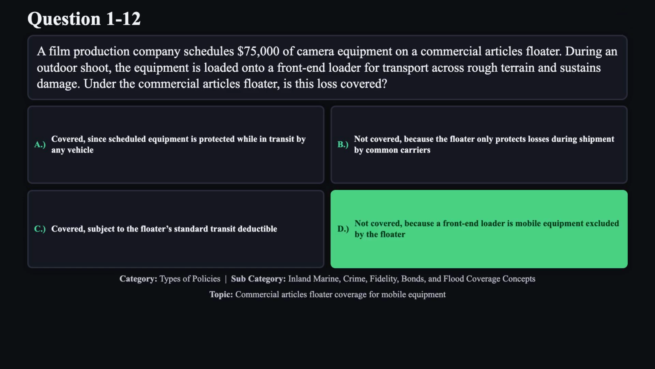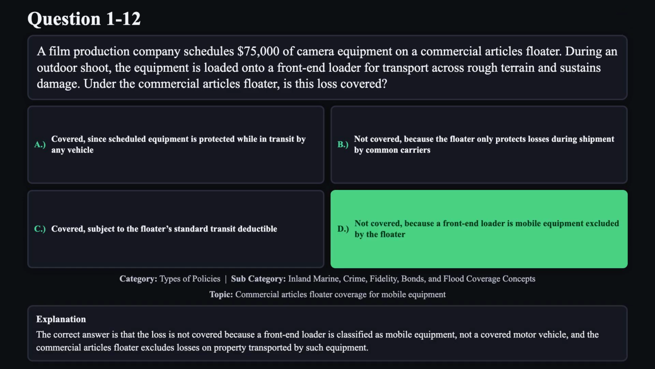The correct answer is D. The correct answer is that the loss is not covered because a front-end loader is classified as mobile equipment, not a covered motor vehicle, and the commercial articles floater excludes losses on property transported by such equipment.